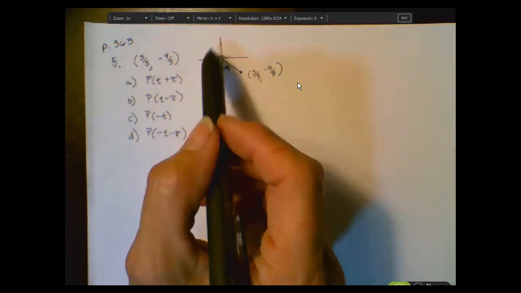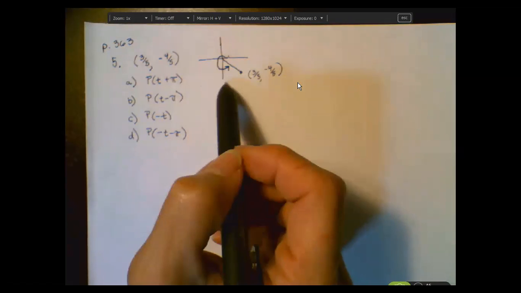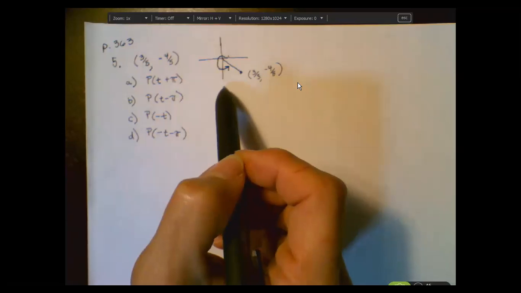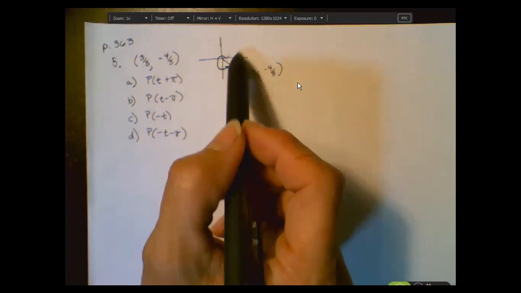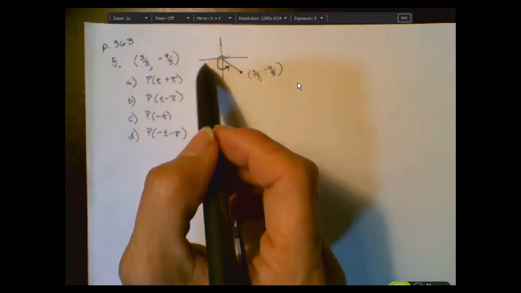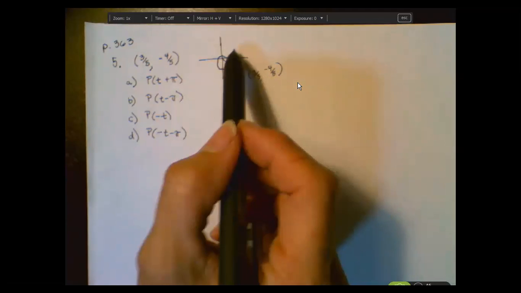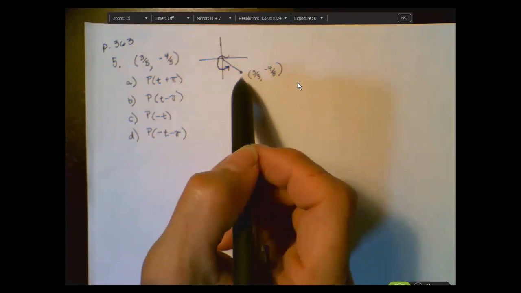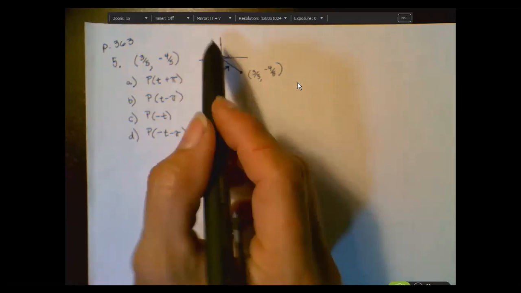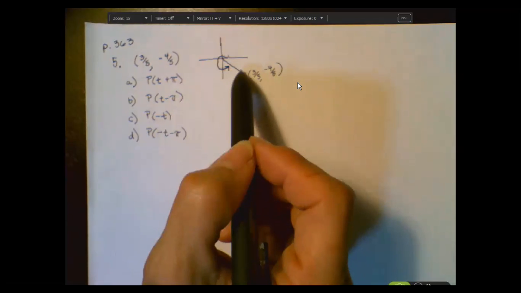So how many radians is this 270 degrees? 3/2 pi. It's 1/2, 2/2, 3/2 pi. So maybe this is about, let's see, 1/4, 2/4, 3/4, 4/4, 5/4, 6/4. Maybe that's close to 7/4 pi, and I'm just guessing. But the reason I'm guessing is P of negative t means go the same distance, but in the opposite direction.